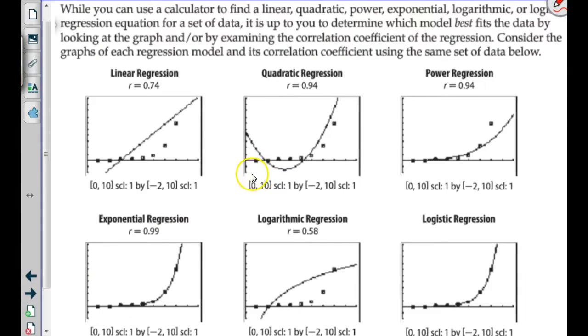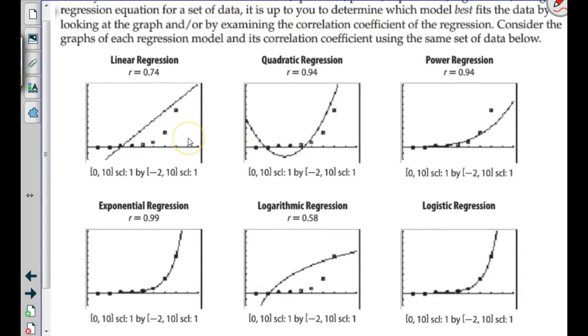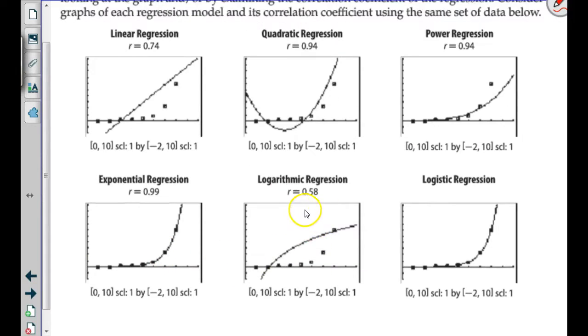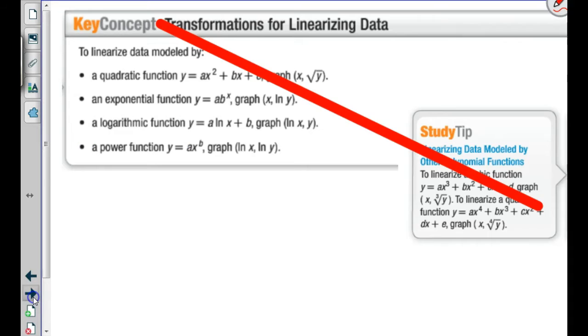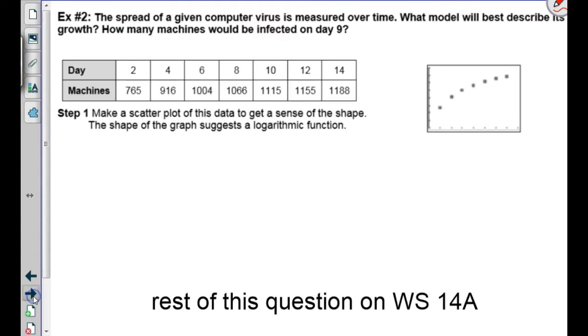All right, so these are all the ones we've done so far this year. We've done linear, quadratic, power, exponential. Big difference here between power and exponential. It's kind of hard to tell, right? The difference between those, the shape is very similar. Logarithmic regression is going to go the other direction. And logistic is if it flattens out at some point. All right. We're not doing all this testing junk.